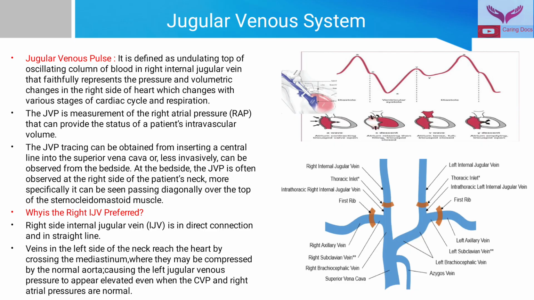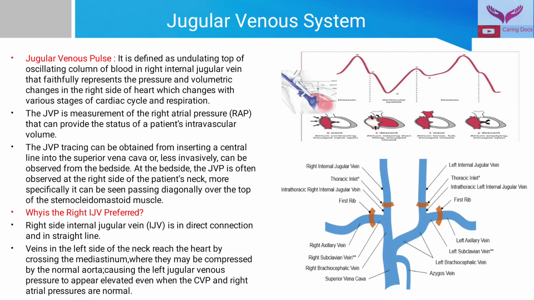At the bedside, the JVP is often observed at the right side of the patient's neck. More specifically, it can be seen passing diagonally over the top of the sternocleidomastoid muscle. Why do we choose the right internal jugular vein? The right-sided internal jugular vein is in direct connection, in a straight line. Veins in the left side of the neck reach the heart by crossing the mediastinum, where they may be compressed by the aorta, causing the left jugular venous pressure to appear elevated even when the central venous pressure and the right atrial pressure are normal.